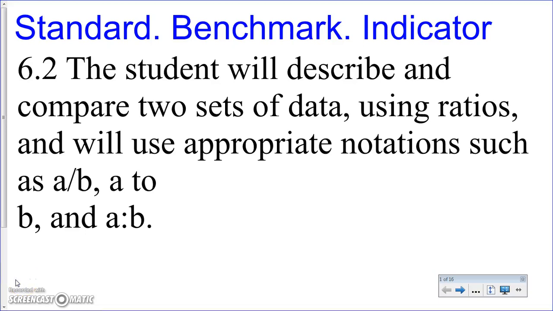Today we are learning about ratios. Please copy down the standard Benchmark indicator on a clean page in your math notebook. The student will describe and compare two sets of data using ratios and will use appropriate notation such as A to B as a fraction, A to B in words, or A to B using the colon.